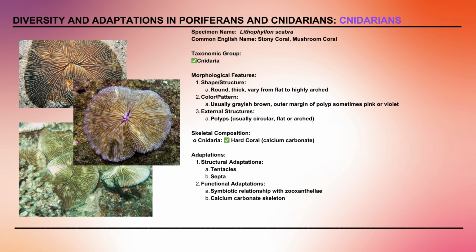To survive in the competitive coral reef environment, Phylum scabra has developed both structural and functional adaptations. Tentacles, equipped with nematocysts, allow the coral to capture prey and provide defense against predators. Septa, internal skeletal ridges, provide support for the coral polyp and assist in digestion. It has a symbiotic relationship with zooxanthellae, which perform photosynthesis and supply essential nutrients to the coral. This allows Phylum scabra to survive in nutrient-poor waters.